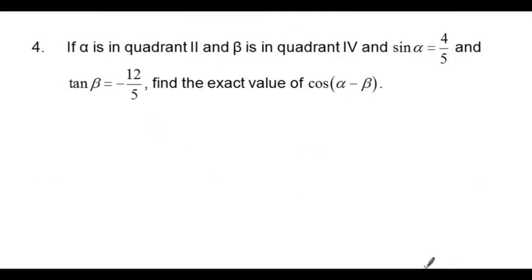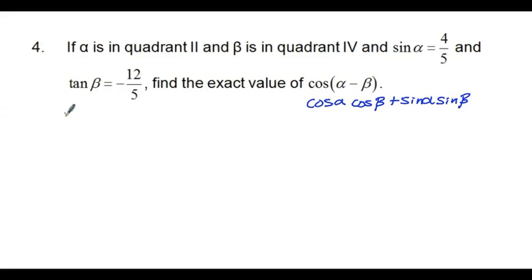The last example for this note says if alpha is in quadrant 2 and beta is in quadrant 4, and sine of alpha is 4/5 and tangent of beta is negative 12/5, find the exact value of cosine of alpha minus beta. The first thing I'm going to do is write down the rule for the difference of cosines. That'd be cosine of alpha, cosine of beta, plus sine alpha, sine beta. I know I've been given the sine of alpha, so I can plug that right in, but I don't know the cosine of alpha or the sine and cosine of beta.